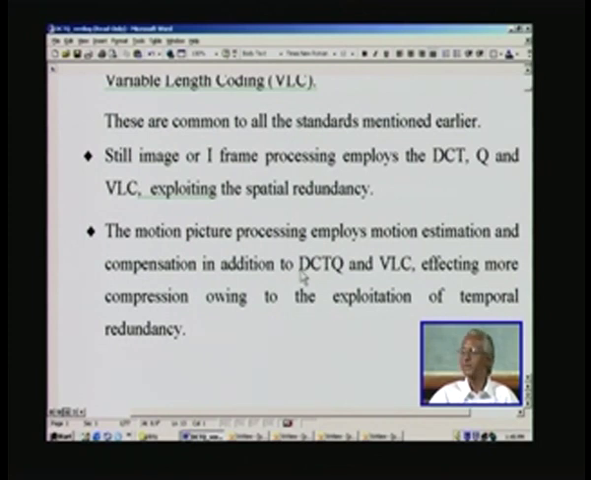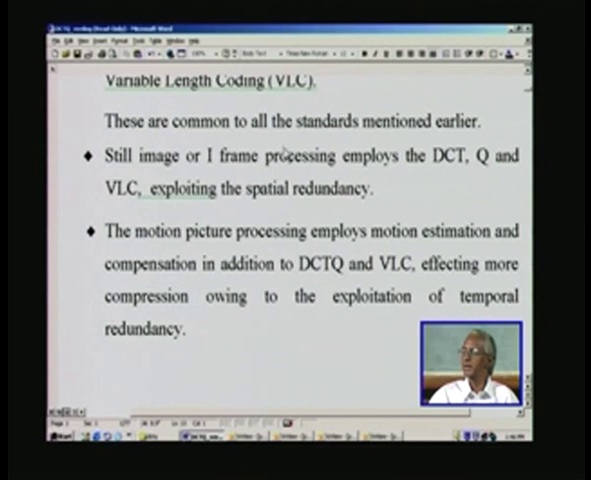And for this, lots of algorithms are at work, and the speaker has also developed a new algorithm, one of the fastest available, and we will not be covering those. It affects more compression owing to exploitation of temporal redundancy. So we speak in terms of frames, that is frame to frame, the differences in time. So temporal refers to the time.